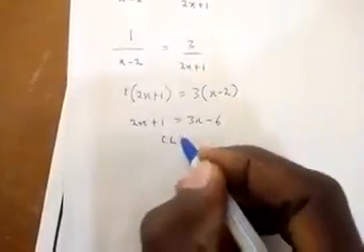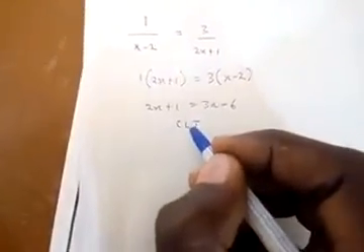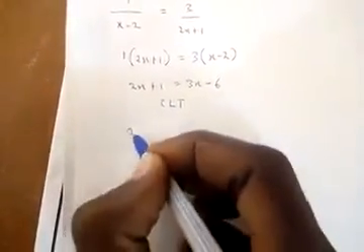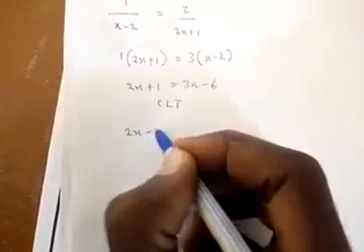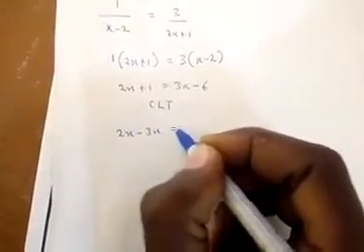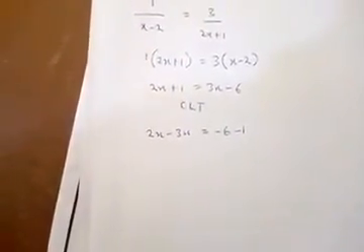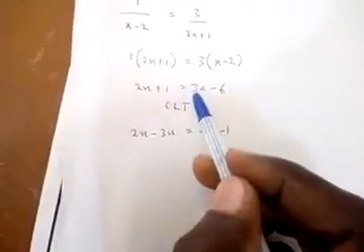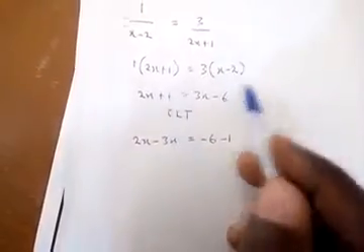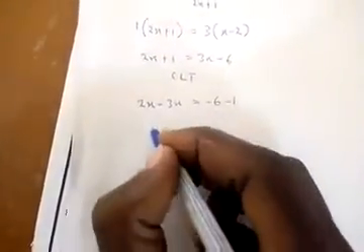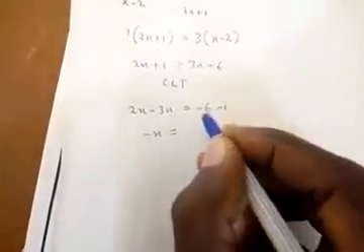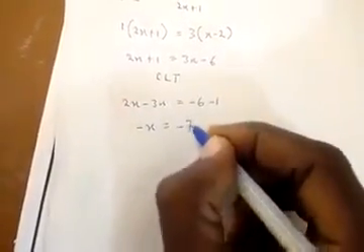Then you just collect like terms. Okay, so I have 2x minus 3x is equal to minus 6 minus 1. I carried minus 3, I brought it here. Carried plus 1, I brought it that side. 2 minus 3, that's minus x. It's equal to minus 6 minus 1, that's minus 7.